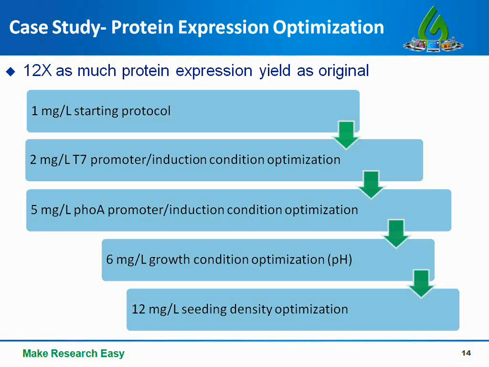Here is the result. By optimizing T7 promoter and induction conditions such as temperature, inducer concentration, and induction time, the production efficiency is doubled from 1 mg to 2 mg per liter. By further optimizing FOA promoter and the induction conditions, the yield increased to 5 mg per liter. By continuing optimizing growth conditions, the yield increased to 6 mg per liter, and we also did seeding density optimization, which increased the yield to 12 mg per liter, which is 12-fold of the original production efficiency.